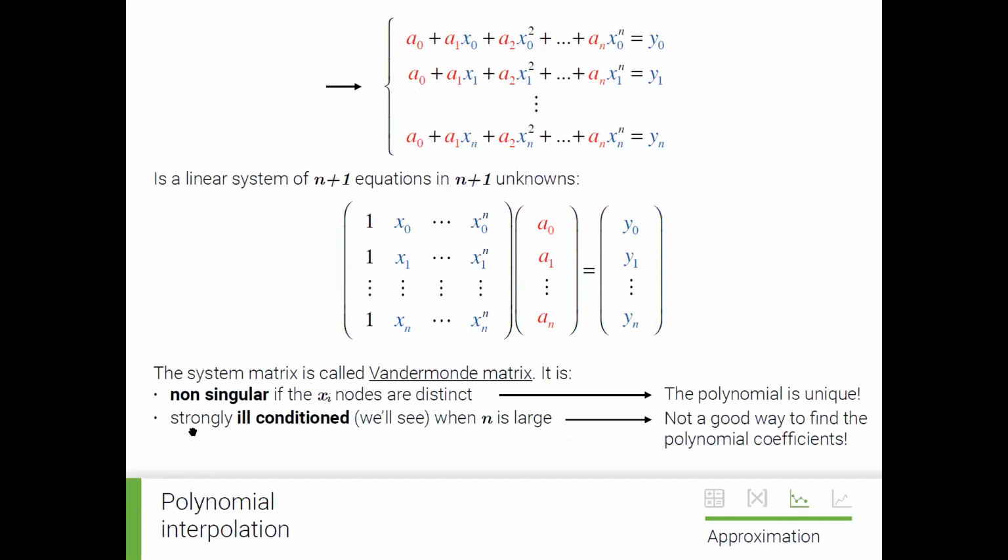And strongly ill-conditioned when n is large. So here we do not have a good way to find these polynomial coefficients. If n is large, it will be a strongly ill-conditioned system.